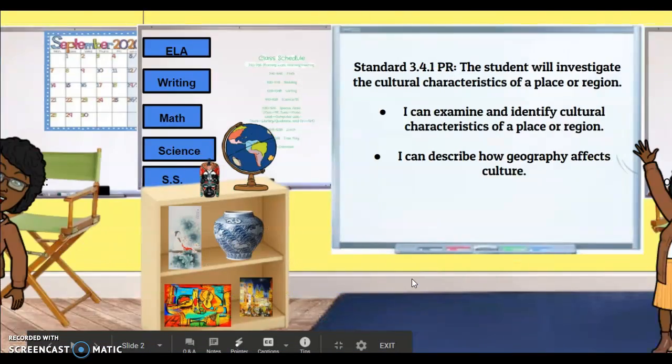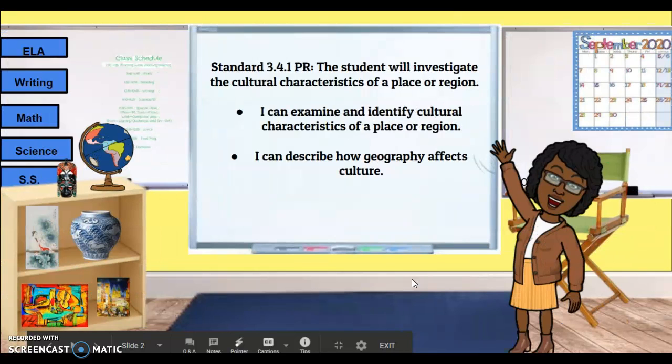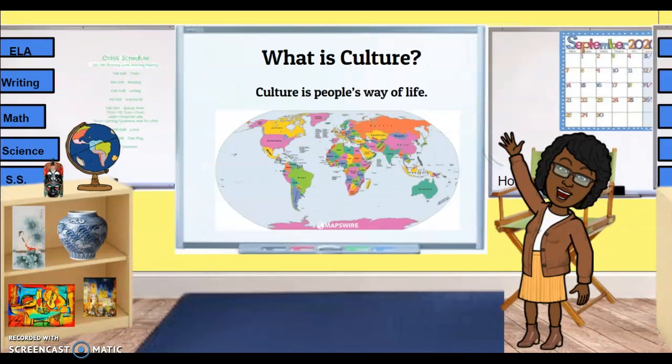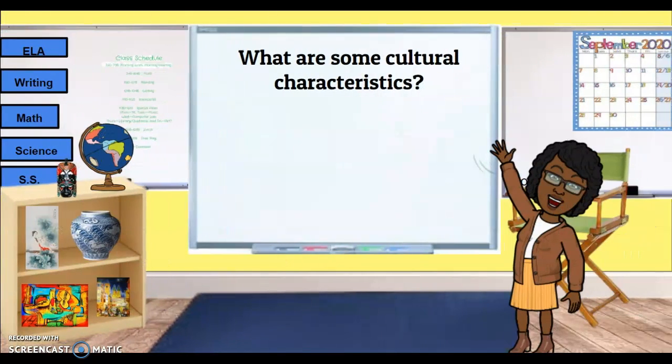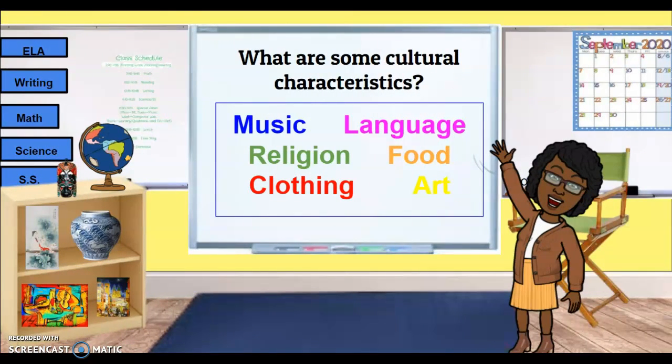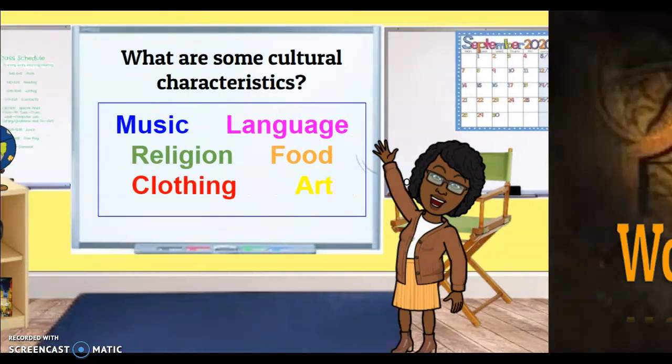So we have this. And here's the standard and the I can statements. I can examine and identify cultural characteristics of a place or region. I can describe how geography affects culture. So we'll go over that and then we'll do a little review of the unit, since this will be at the closing of a unit, talking about culture, the characteristics, and where you can find it, examples, how geography affects it, different things like that before we get into it. And so we'll go over all of that.